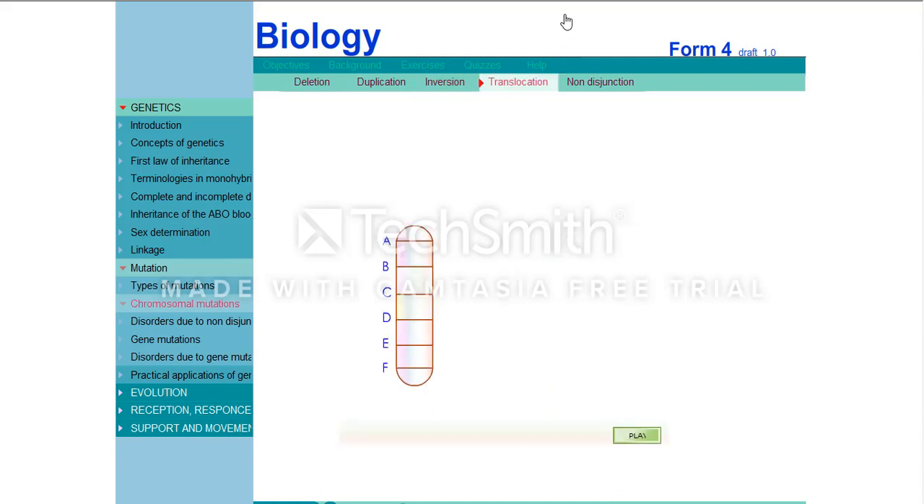Translocation occurs when a section of a chromatide breaks off and becomes attached to another chromatide, but on the non-homologous pair. It involves movement of genes from one non-homologous chromatide to another. Play the animation to see how translocation occurs.